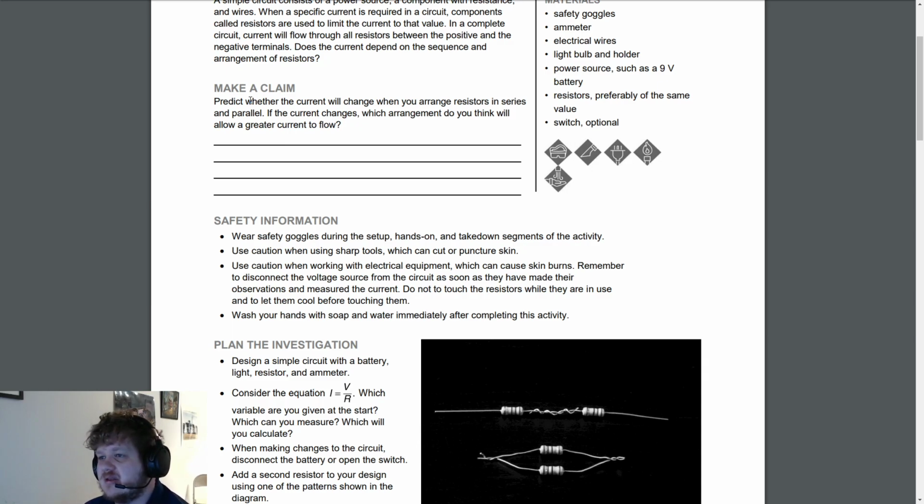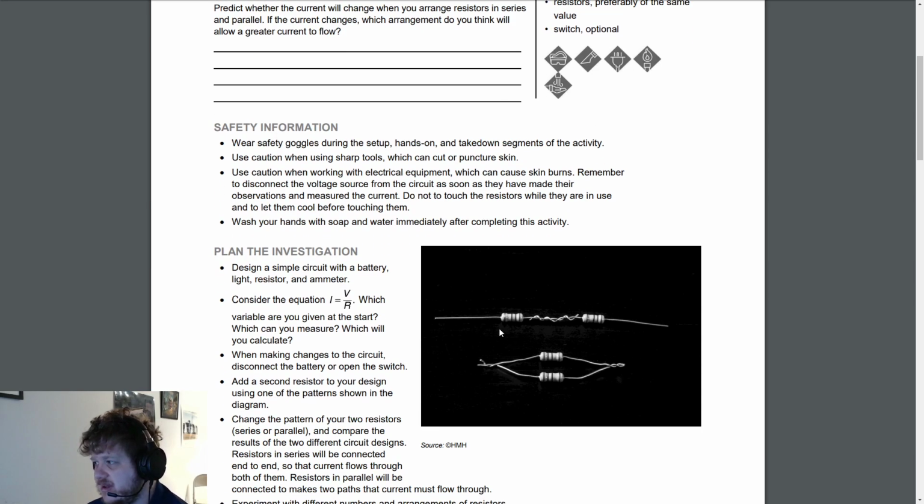You're going to be testing a circuit with resistors in two different manners and seeing how that affects the current. And really the question you're trying to ask yourself is, which arrangement do you think will allow greater current to flow? Will it be when they're in series, or will it be when they're in parallel?